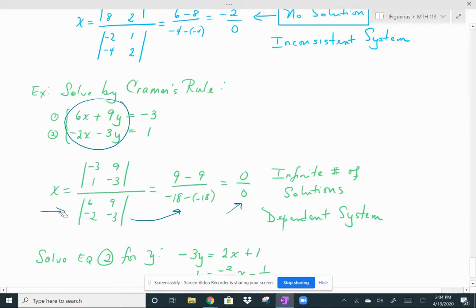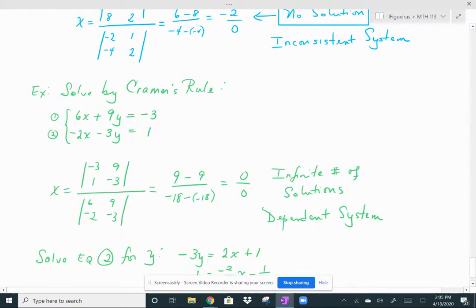Remember, whenever your denominator is 0, that's not going to give you an independent system or a single solution. So now we have to see what's going on in the numerator. So in the numerator, we want to replace the first column by the constants. So that's what you see here, negative 3, 1, and the second column stays the same as 9, negative 3. When you evaluate that matrix, your determinant is also 0. And when you get 0 over 0 with Cramer's rule, that's going to represent an infinite number of solutions, which is considered to be a dependent system.